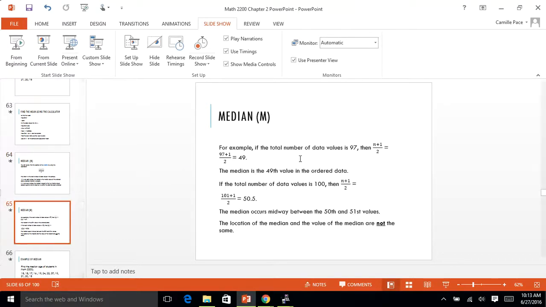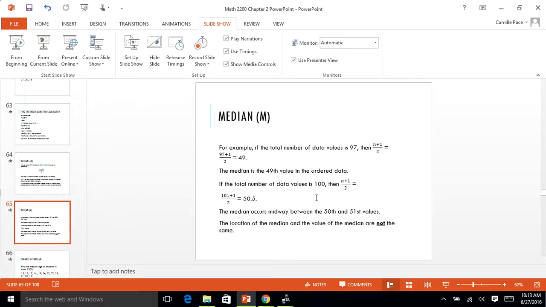So here's an example. If I have 97 data values in a data set, then I'll do n plus 1 divided by 2. So 97 plus 1 divided by 2 gives me 49. The median is the 49th value in the ordered data. That doesn't mean the median is 49. It just means the 49th location in that data is that.